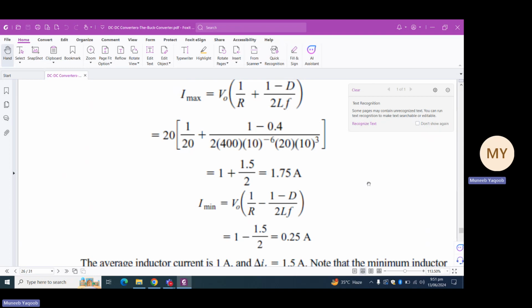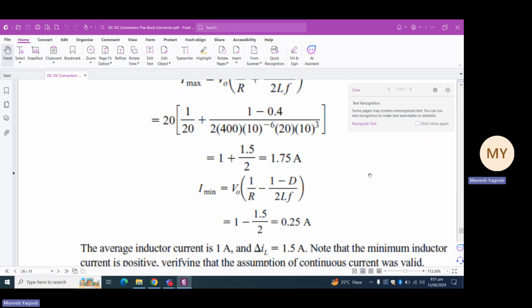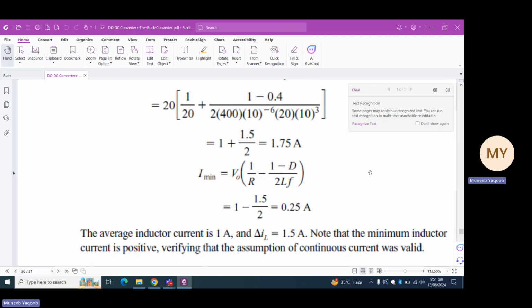Now, if someone asks what the average current is, it will be 1.75 plus 0.25 whole divided by 2. That is 2 divided by 2, that is 1 ampere. So our average inductor current is 1 ampere. Our delta IL, that is the change in inductor current, is 1.5 ampere. Our maximum current is 1.75 ampere and the minimum current is 0.25 ampere.